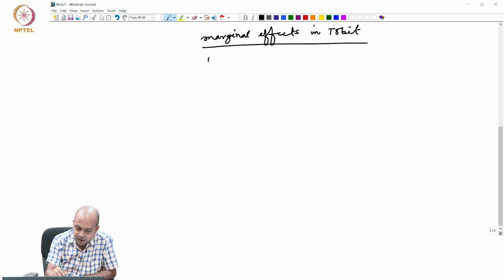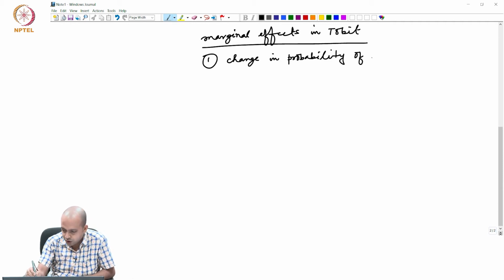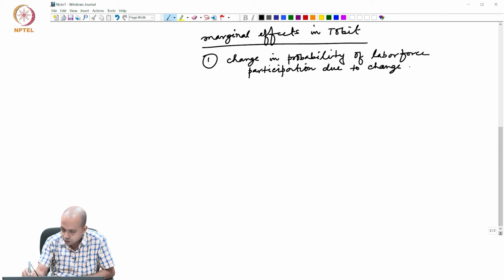So what I am saying is, the type 1 marginal effect is the change in probability of labor force participation due to a change in one of the explanatory variables.